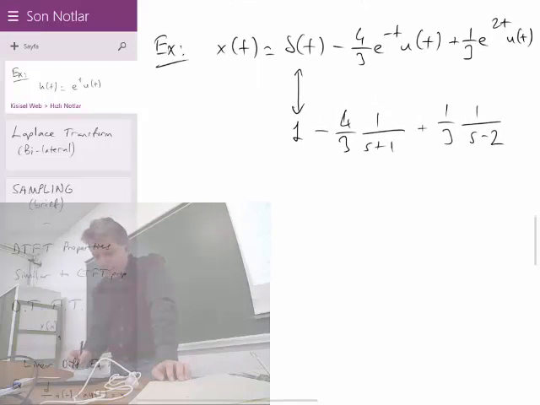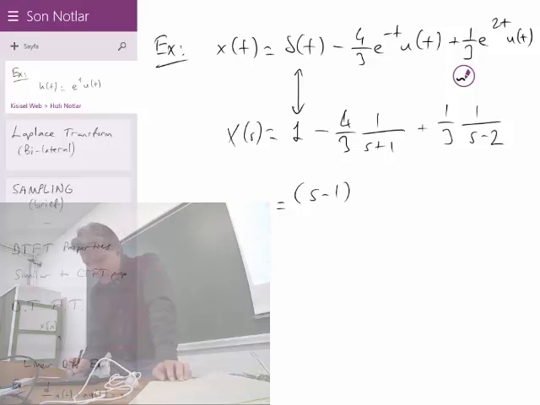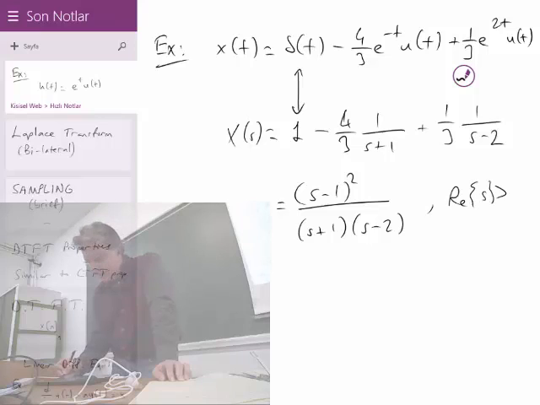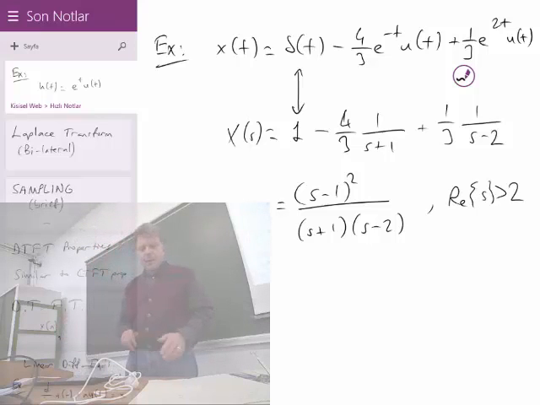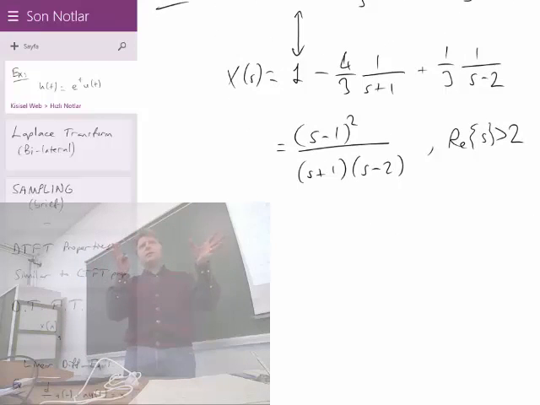Let's just combine that expression. This is the Laplace transform, and it is equal to (s minus 1) squared over (s plus 1)(s minus 2). The region of convergence is real part of s greater than 2, which doesn't include the j omega axis. As you see, if you combine something and take the square or cube of it, it means you have multiples of zeros or poles. For this question, we have multiple zeros. The numerator is (s minus 1) squared.